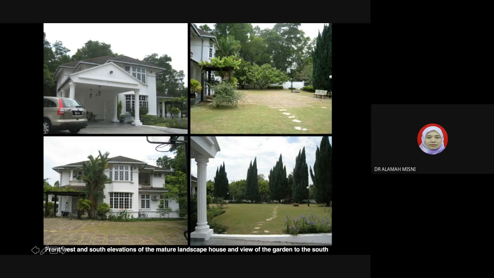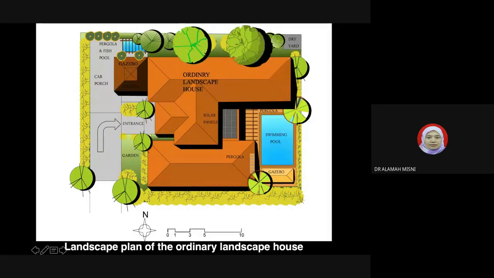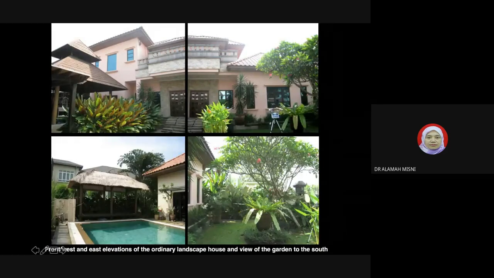These are the elevations, the porch and other areas of the house. I mean, the garden surrounding the house. And then look at the other species here. Okay, next. Next. The second house, I named it Ordinary Landscape House. It is located in Section 11, Shah Alam. The age of this house is around 10 years old, and the owner is a lawyer and businessman. Look at the surroundings of the house. They plant shade trees, and they also have water elements like a swimming pool and a water fountain, and they plant many shrubs and fewer shade trees. The location of the shade trees is actually not in a strategic location. Next.